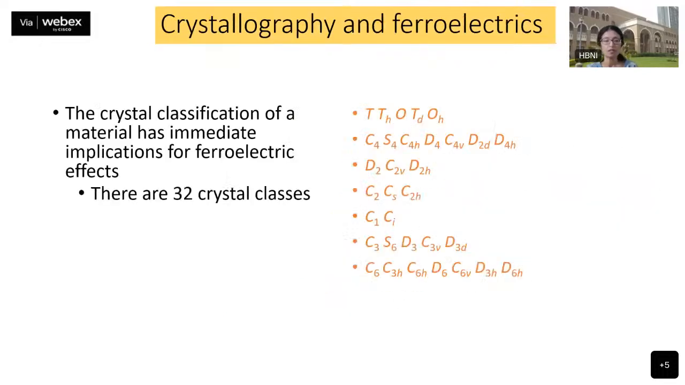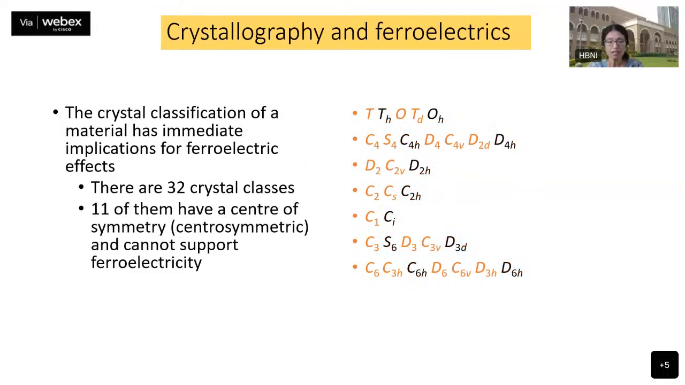So now there is a very good correlation between crystallography and ferroelectrics. The crystal classification of a material has immediate implications for ferroelectric effects. I'm sure in some previous lecture you must have covered this crystallography. There are these 32 different crystal classes, as you have already seen, I think in the initial first 4-5 lectures.